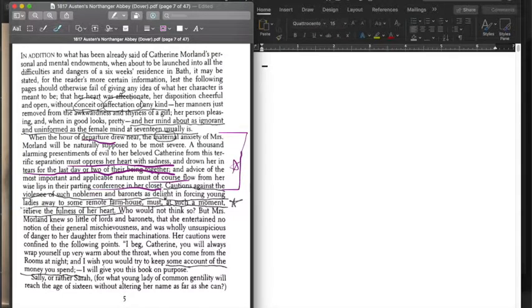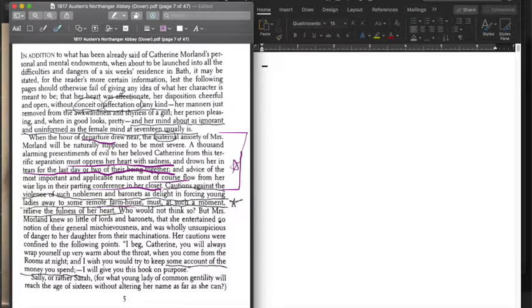But this is not happening. Cautions against the violence of such noblemen and baronets as delight in forcing young ladies away. So her mom should be warning her about men right now. Like, beware of noblemen who delight in forcing young ladies away to a remote farmhouse. Thinking of sexual violence here, right? Must, at such a moment, relieve the fullness of her heart. Who would not think so? So this is when her mother should be sad. Her mother should be warning her about rapey baronets who will force you to a farmhouse. That's actually a pretty racy line for Austen here.